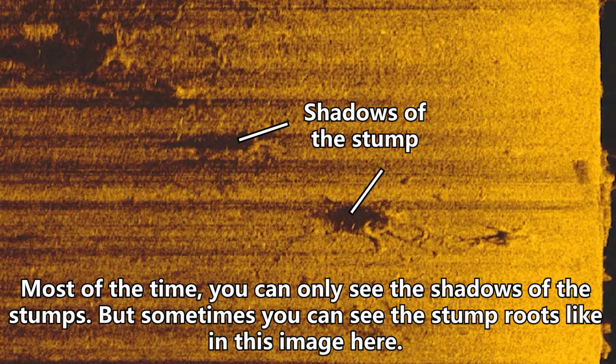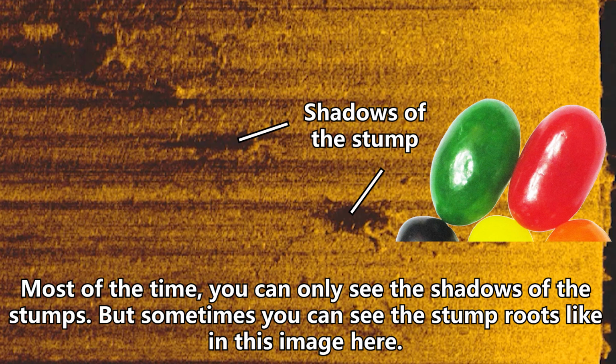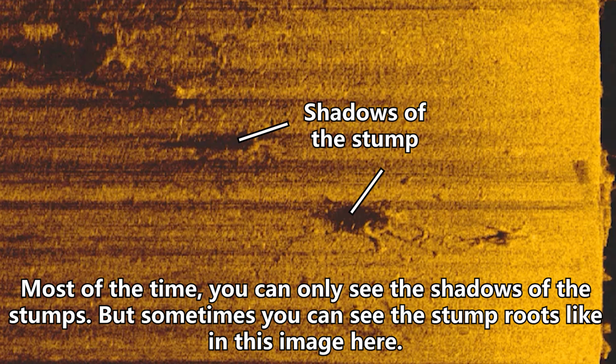And usually these shadows are going to be about the size of a jelly bean on your screen. The reason for that is because these stumps aren't going to be that tall off the bottom, but they're going to be pretty wide because it's the base of a tree that was cut down before the lake was flooded or has fallen down over time. And so these shadows are going to be not very long, but somewhat wide, and therefore resemble the shape of a jelly bean. And so that's what I'm looking for on my side imaging when I'm trying to identify stumps.